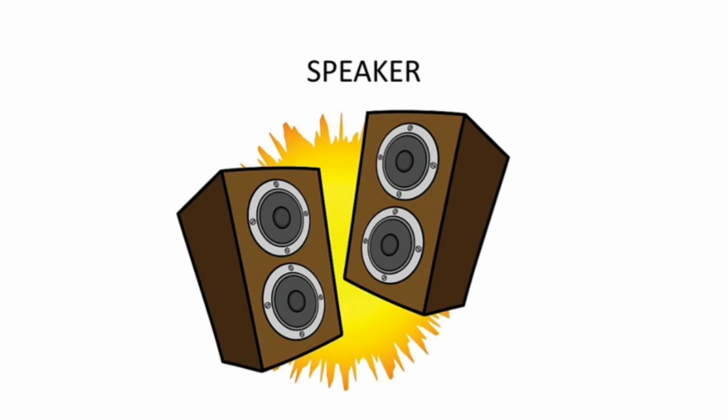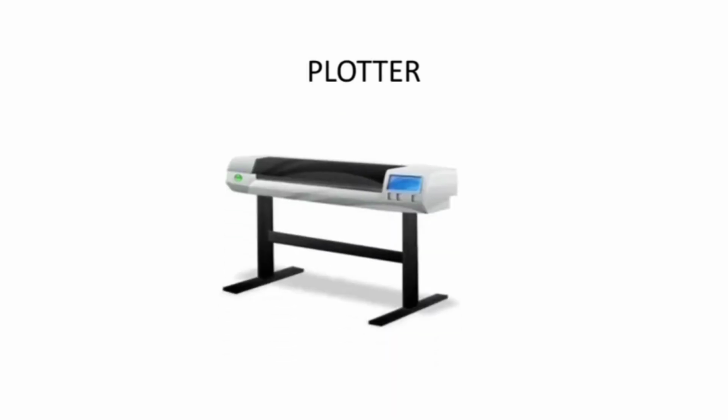So our next output device is plotter. You can see the photo of a plotter on your screen. Plotter helps to print a photograph, drawing or image stored in the system. These are generally used by engineers or architects for generating high quality graphical output.